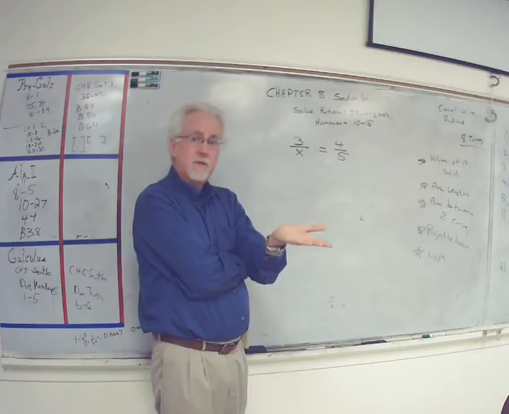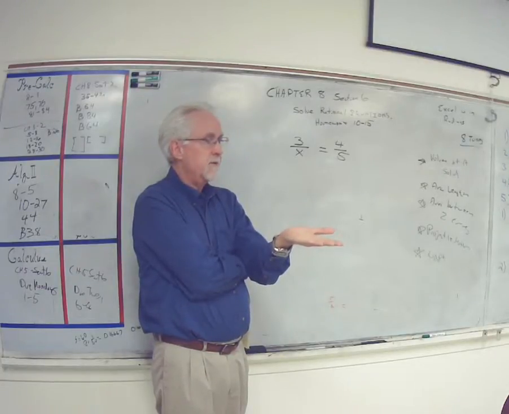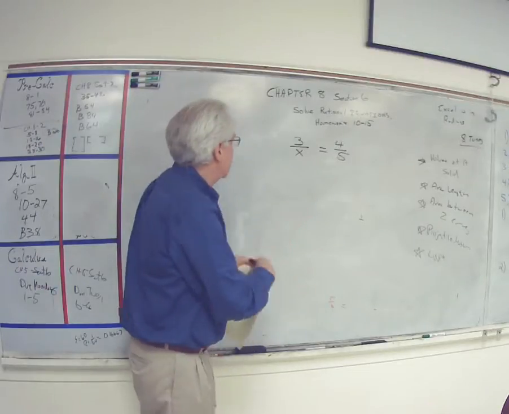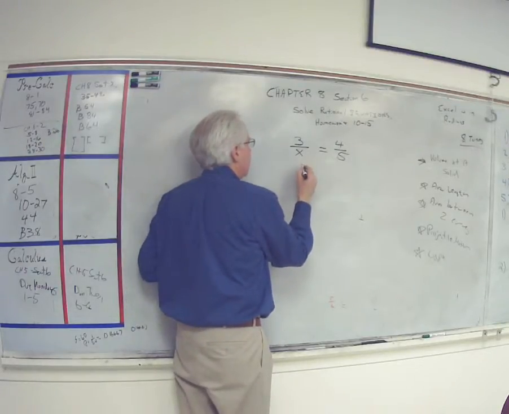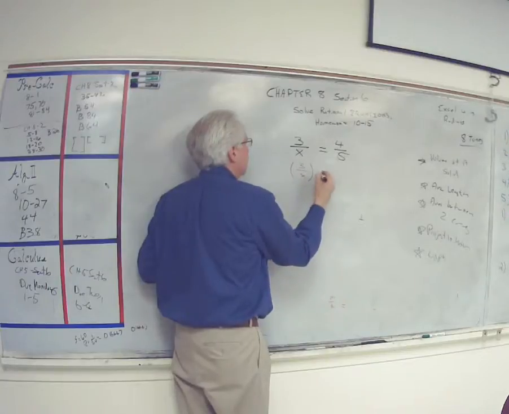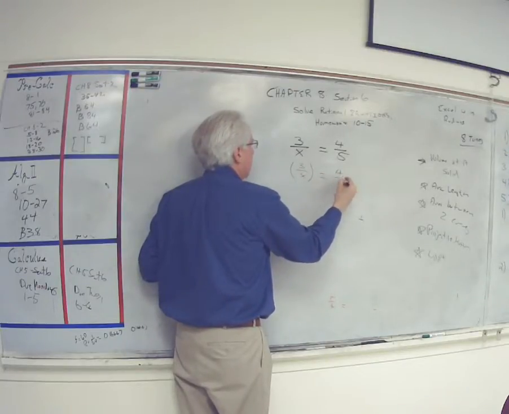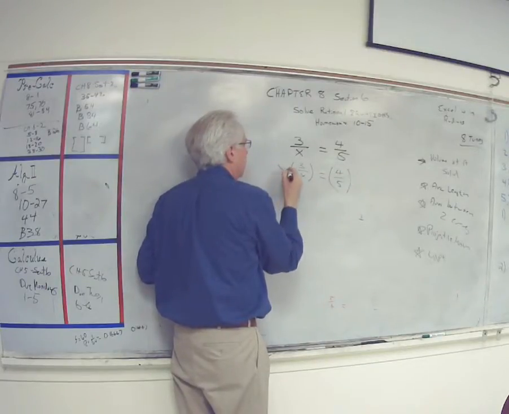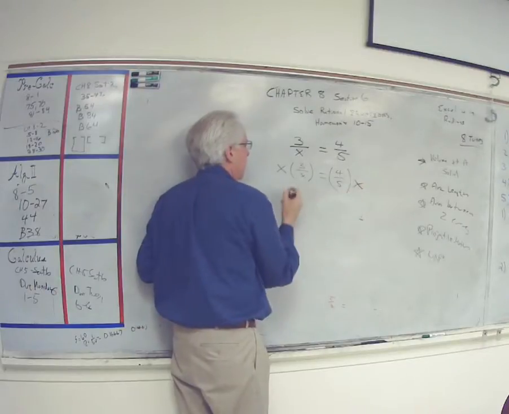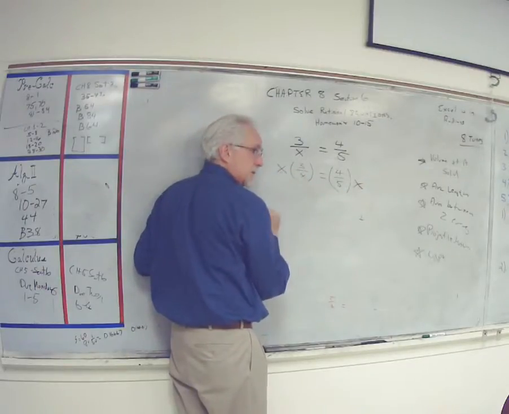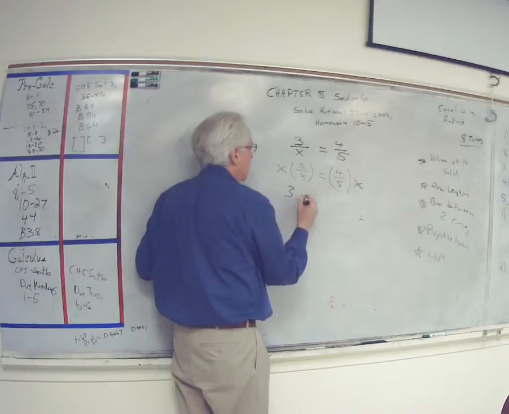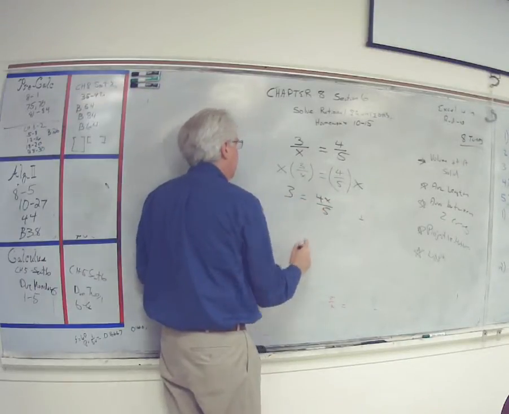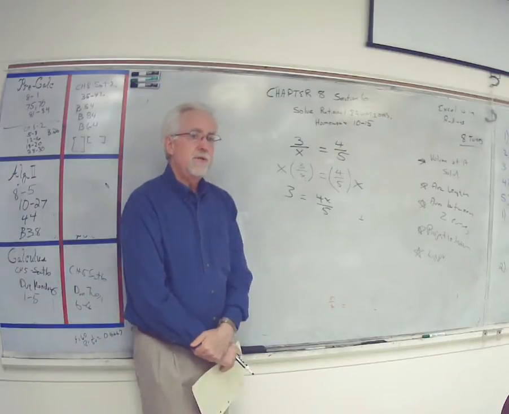If I multiplied both sides by x, is that allowed? Yes. Is it a pretty smart thing to do? Yeah. So I'm going to multiply both sides by x. So I have 3 over x is equal to 4 over 5. And then I'm going to multiply by x and multiply by x. X over x makes 1. So I have 3 is equal to what? 4x over 5. Am I closer to a solution now?